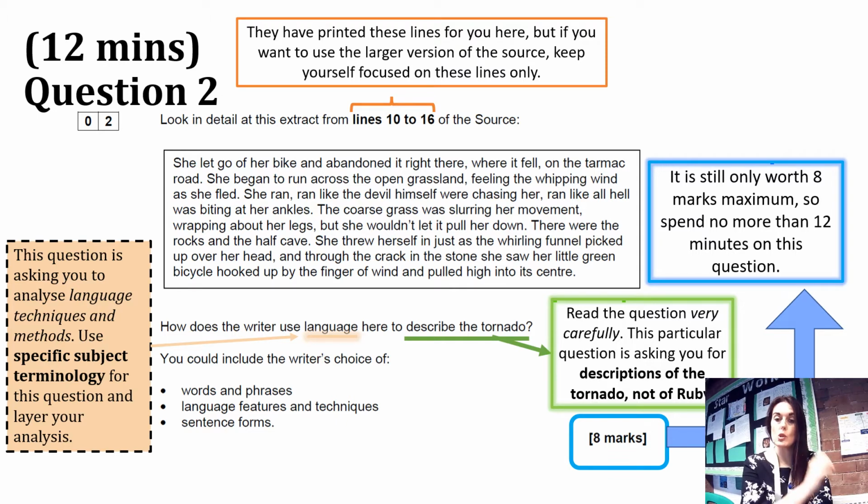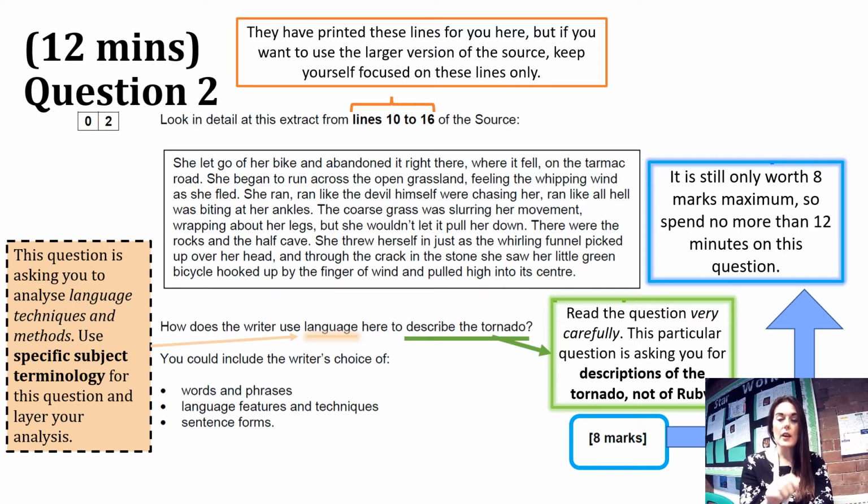it's about the tornado. It's only worth 8 marks, so you do not want to be going over on your time. So you're going to spend about between 2 and 5 minutes reading and annotating and labelling, and then you're going to move on to answering this question. I always say, what you want to do is the first time highlight any interesting things that you can see about this tornado.